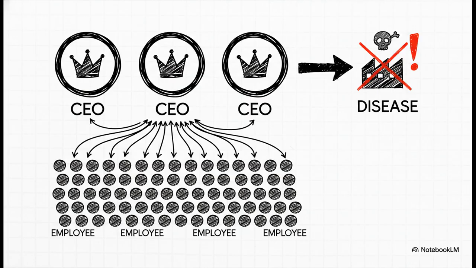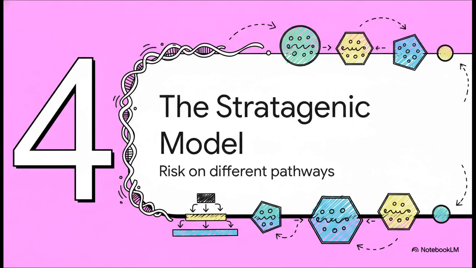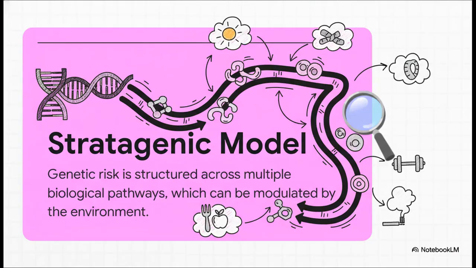Then you have thousands of employee genes whose work only matters because it all funnels up and influences what those CEOs do. And now for our third and final theory, the stratagenic model. This one introduces another layer of structure, suggesting that genetic risk isn't just one big pile, but is actually organized into different categories. So the stratagenic model proposes that your genetic risk is split across different biological pathways. And critically, it says the environment isn't just some separate thing floating around. It can directly interact with and influence these specific pathways.